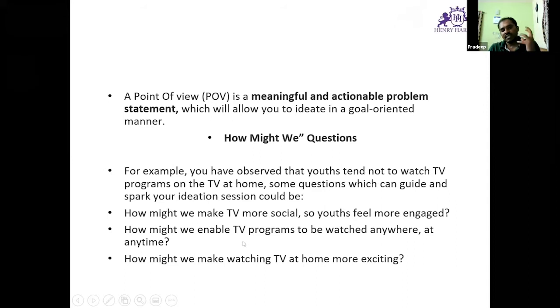The advantage of "how might we" questions is that they become an inspiration for the next stage, I mean the ideation stage. So basically we need to create a problem statement like this: How might we make TV more social so that youths feel more engaged? How might we enable TV programs to be watched anywhere at any time? How might we make watching TV at home more exciting? We will do an activity on this.